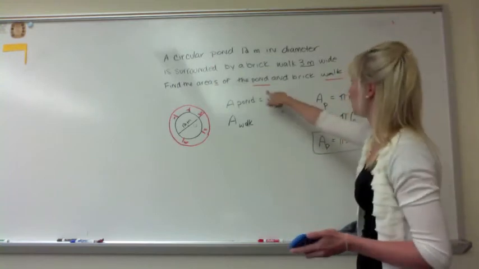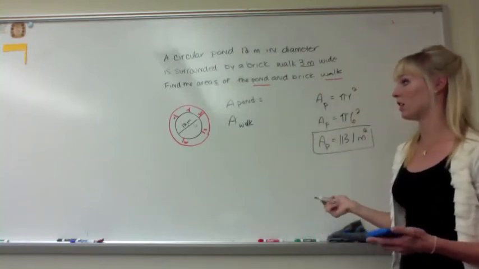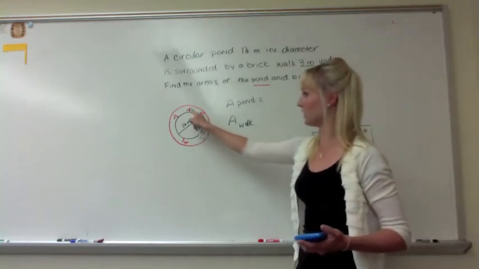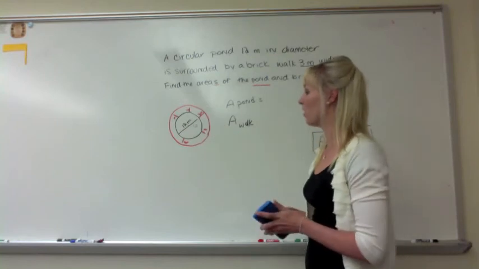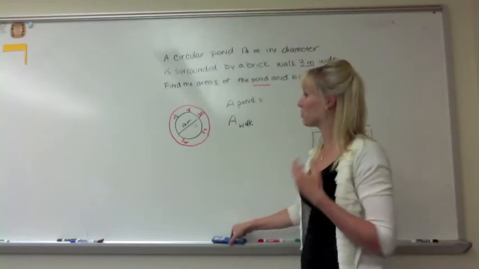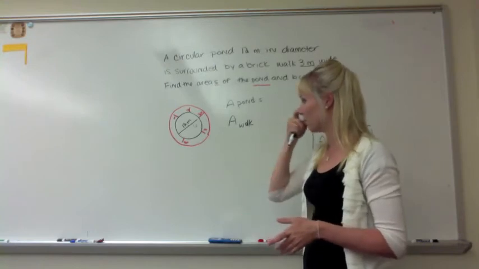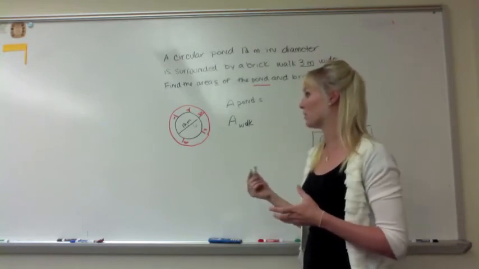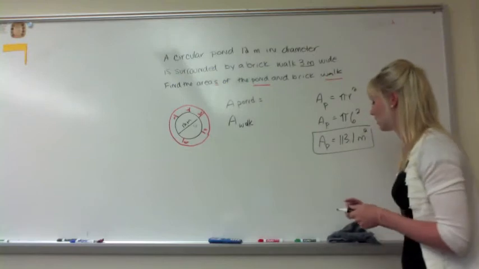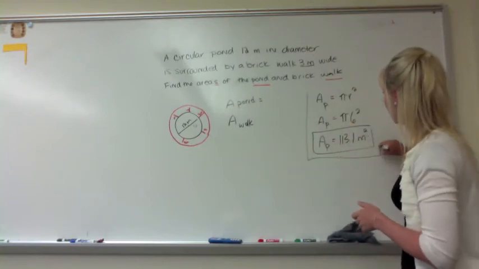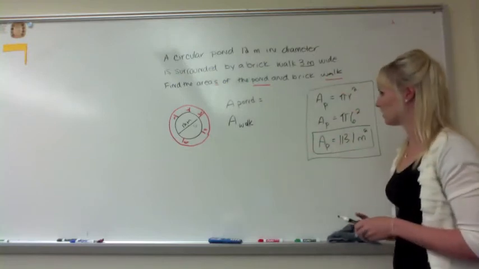Well, that one was easy, but now we have to figure out the area of the walk. Okay, the walk is all that's surrounding that pond. Okay, well, which means we don't have a concise circle for that walkway. So that means we have to go about it in a different way. Okay, so I'm going to put this off to the side. We know what that is.